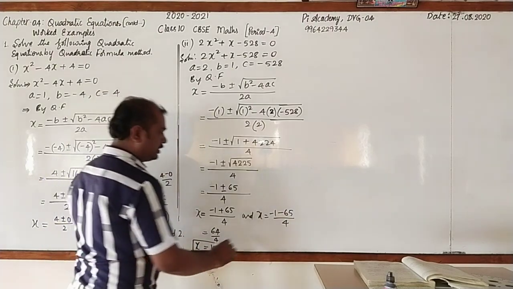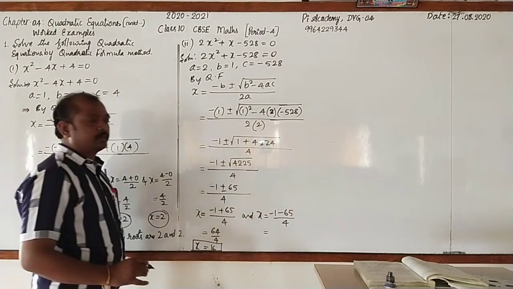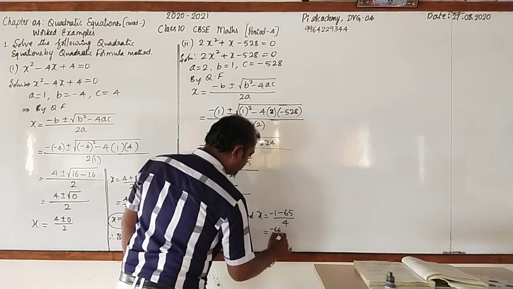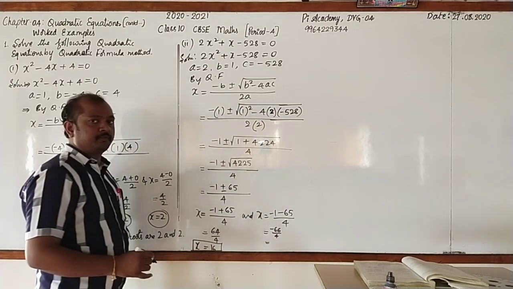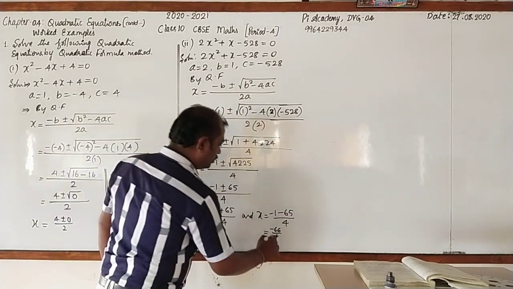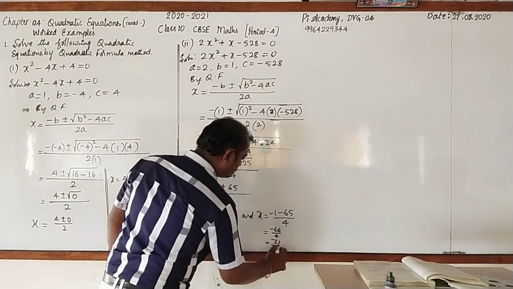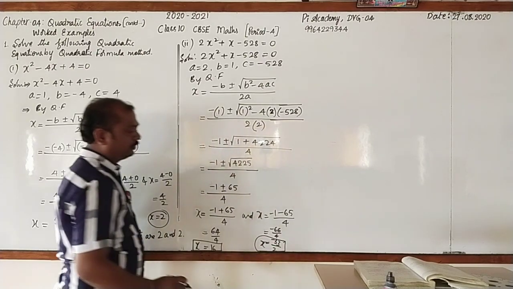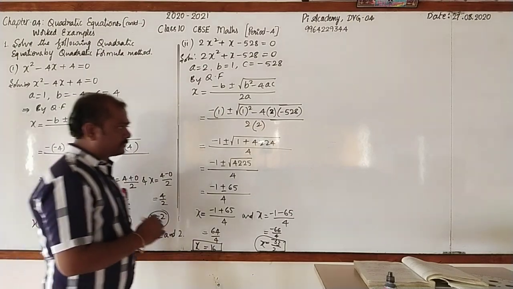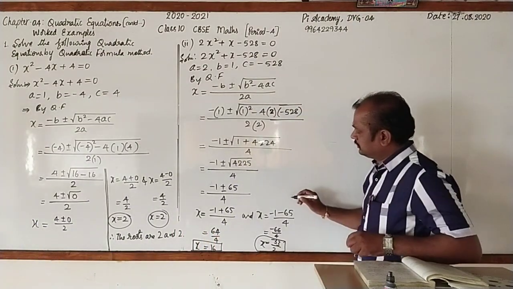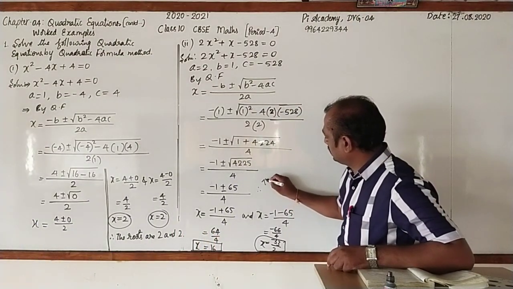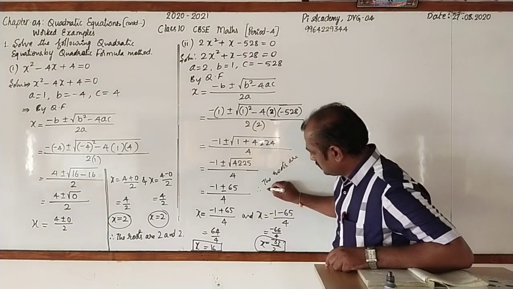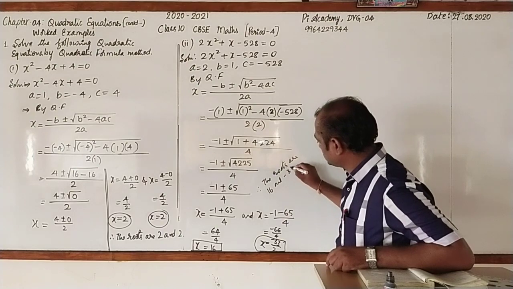x is equal to 16. Here, minus 1 minus 65 is minus 66 divided by 4. Not divisible by 4 but can be divided by 2. 2 threes are 6, 2 thirty-threes are 66. x equal to minus 33 by 2. Understood? Observe the roots. Here I will write the conclusion. Therefore, the roots are 16 and minus 33 by 2.